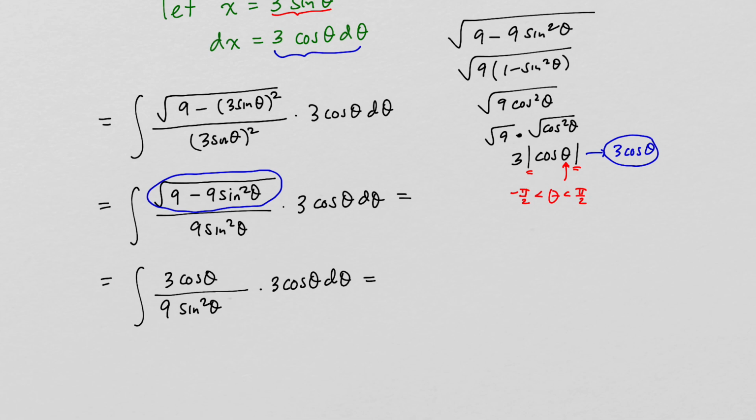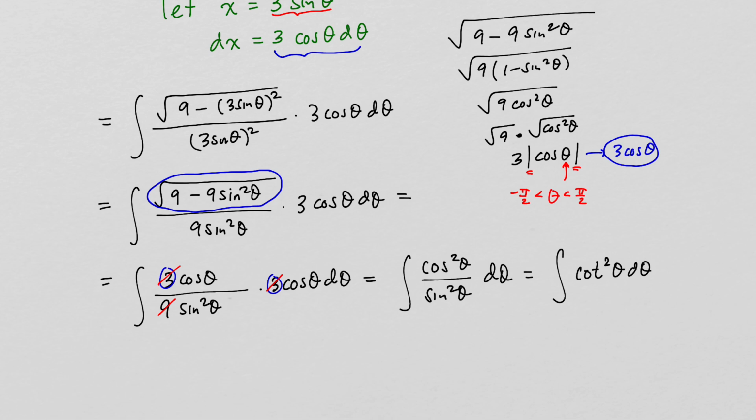Now if we simplify this, I want you to notice that we have 3 times 3 here, which is 9. So those are going to cancel out with the 9 in the denominator. And we end up getting the integral of cosine times cosine, which is cosine squared, divided by sine squared, d theta. And then notice that cosine divided by sine is cotangent, so we can change this to cotangent squared.